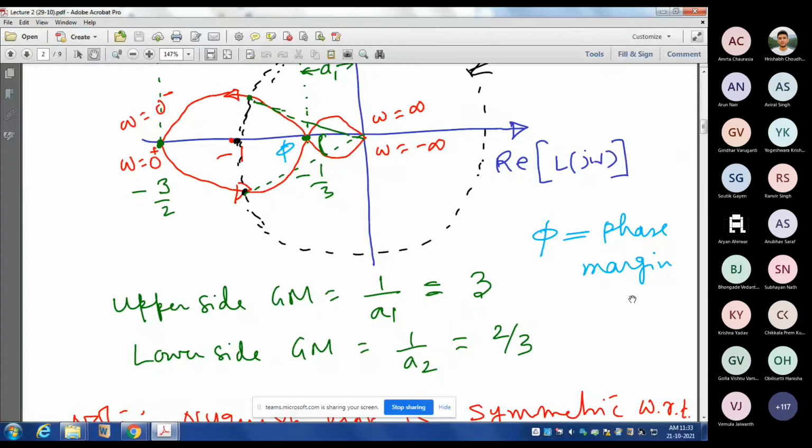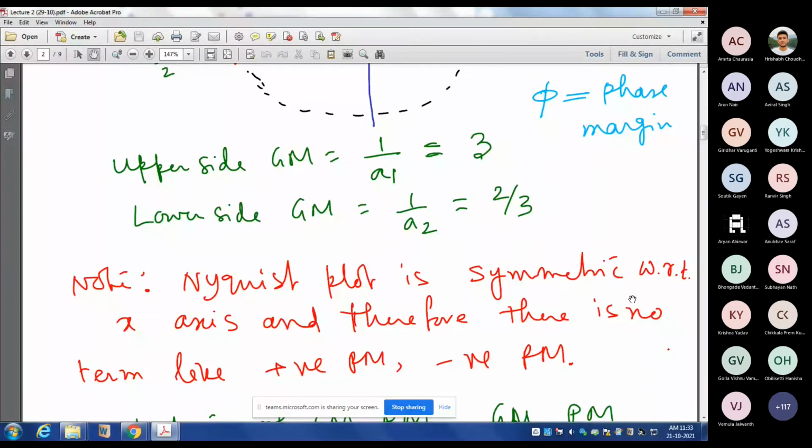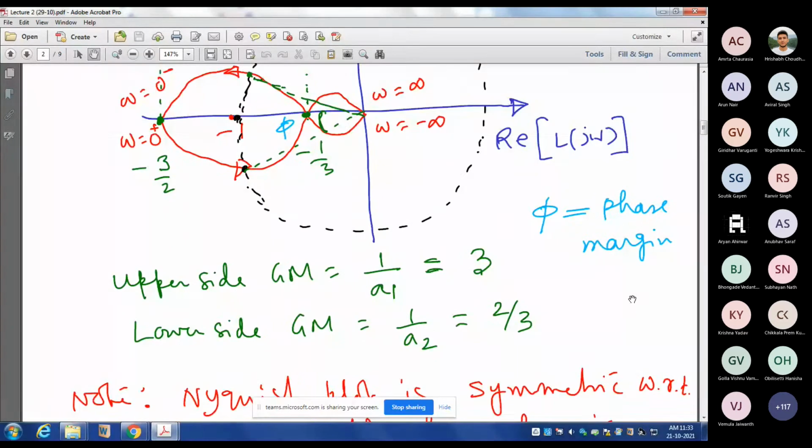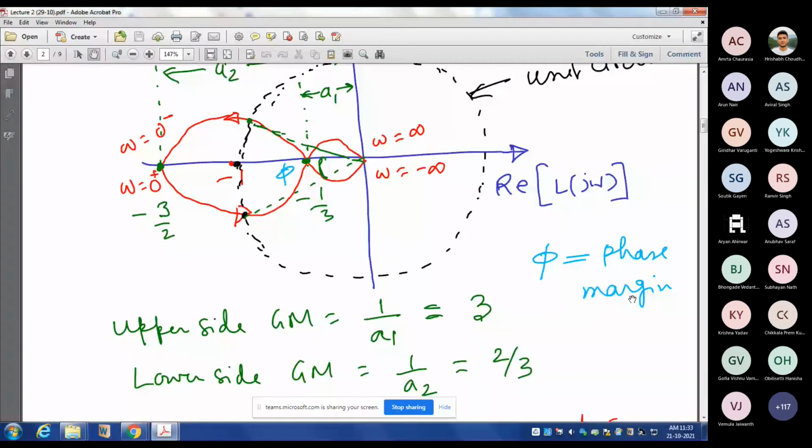Sir, I had a doubt. In the first example, can you show that again? That 1 by (s plus 1) whole cube.